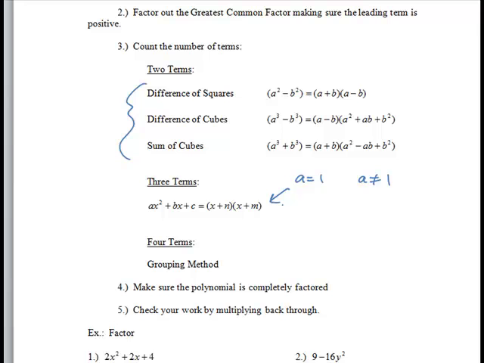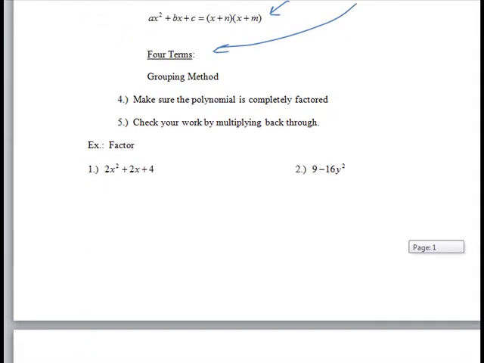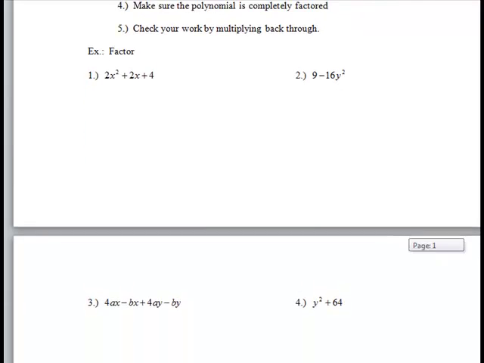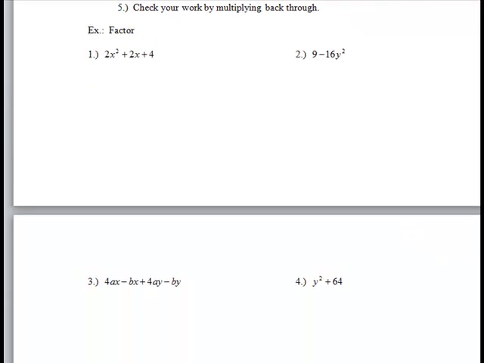If it's not equal to 1, we're going to split up that middle term, giving us a polynomial with 4 terms, allowing us to use the grouping method. Once you've factored, look at your factors and see if you can factor any further. And then finally check yourself by multiplying back through, making sure you come up with the original polynomial.